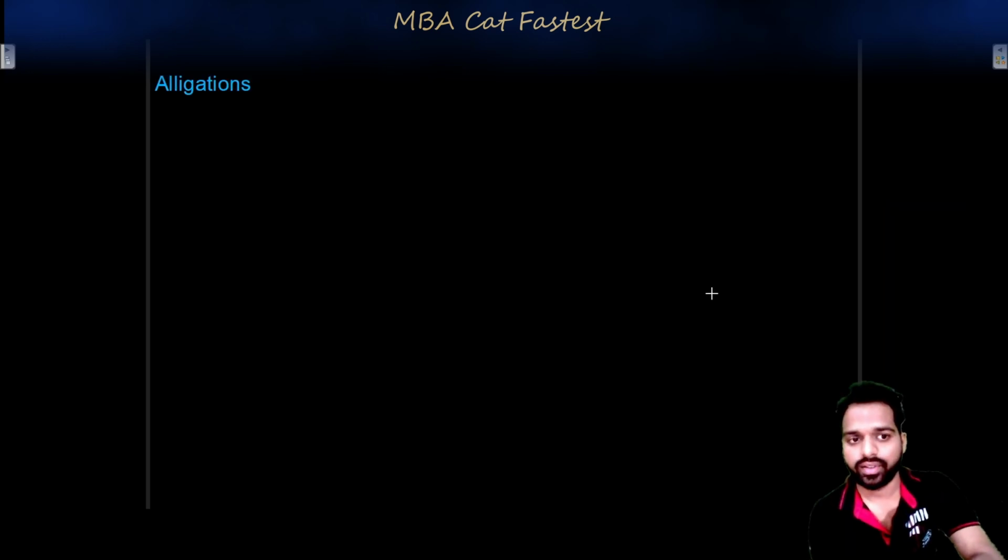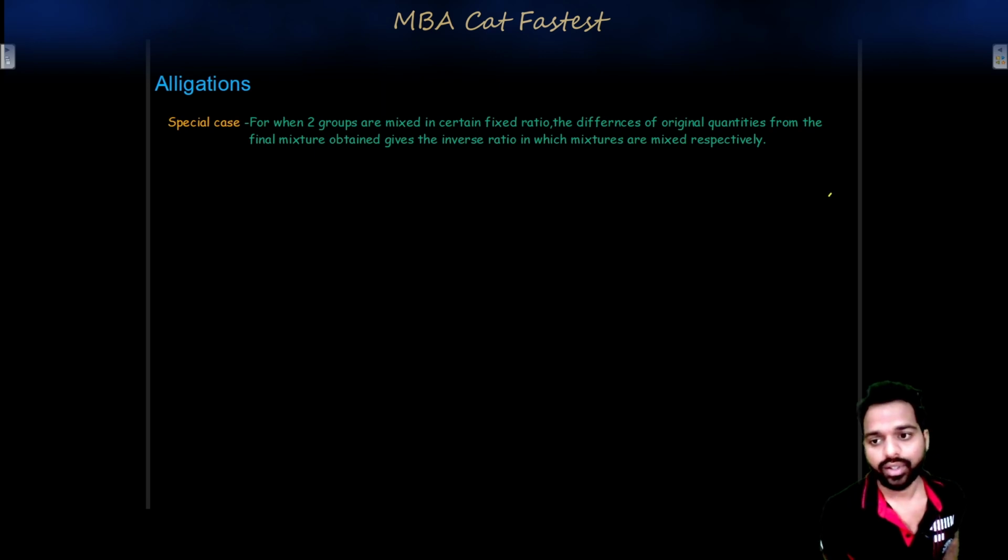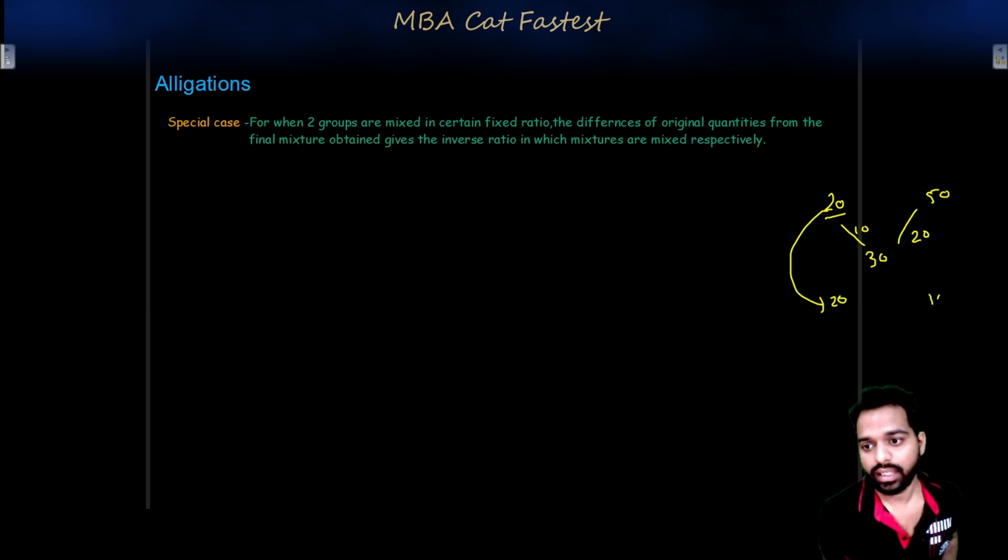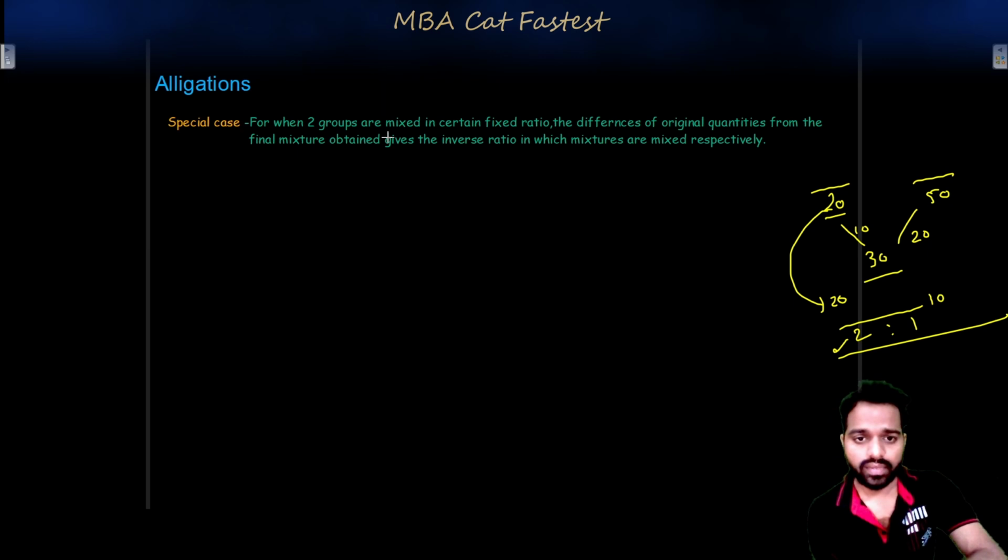Allegations. Allegations is basically the special case in which two groups are mixed in a certain ratio such that the difference between them becomes the inverse ratio, which means if the difference here is 20, this is mixed in 20th part and this is mixed in 10th part. In simplified form, this becomes 2 is to 1. So this gives the ratio of this mixture with this mixture to get the resultant mixture. That is what is written: mixed in certain fixed ratios. The difference of original quantities from the final mixture obtained gives the inverse ratio in which the mixtures are mixed respectively.